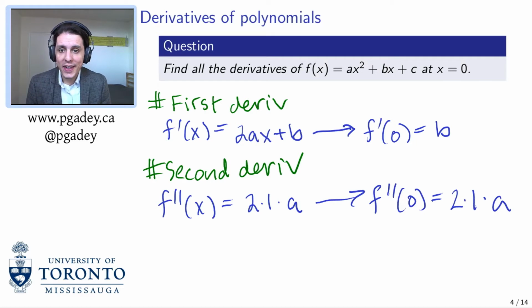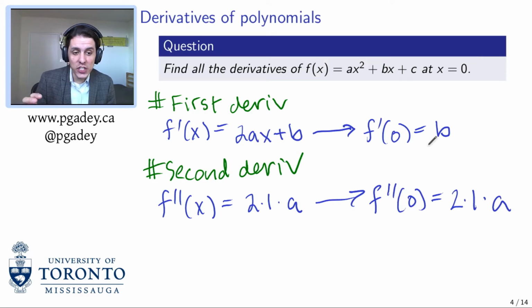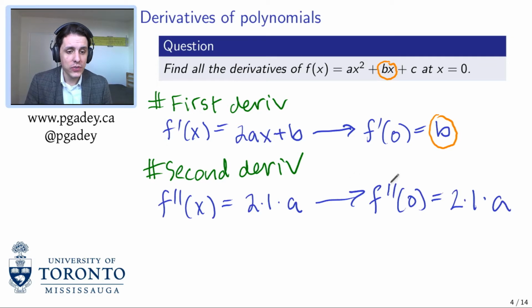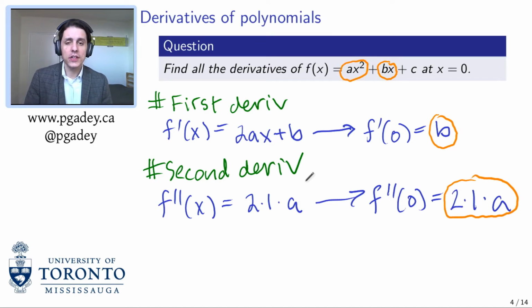So check this out. This is a big step. This connection between the derivatives and the coefficients of our function. Notice that the b and the bx line up, and this 2 times 1 times a and this ax squared line up. So the derivatives are keeping track of the coefficients of the polynomials. So there's this very nice connection between coefficients of polynomials and derivatives.